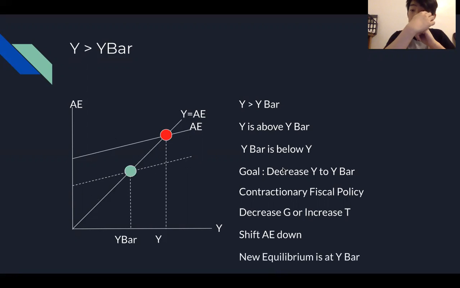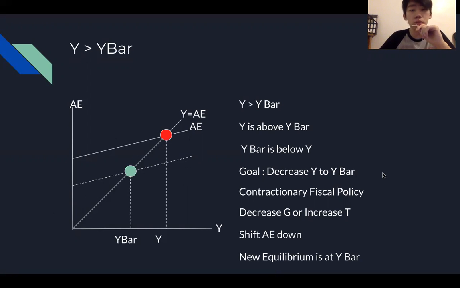One thing you notice is that we're not just changing Y straight away. We're changing our aggregate expenditures, and as a result, the level of production changes. So essentially, we're targeting a certain level of expenditures that equals a certain level of full employment output.